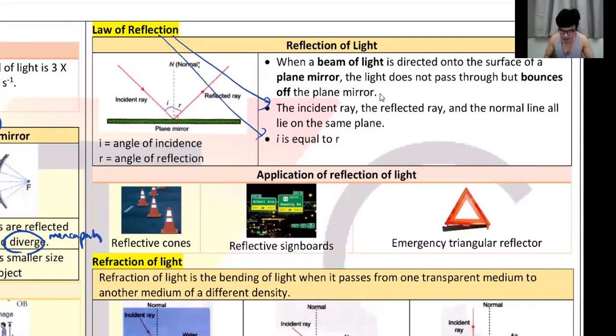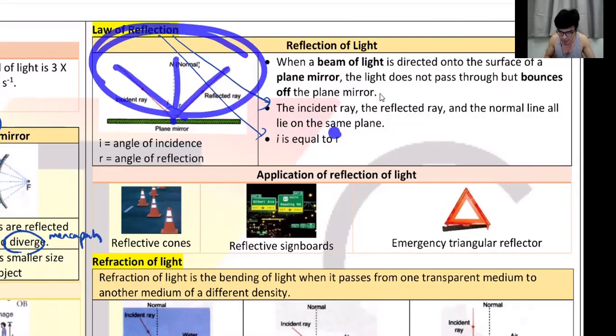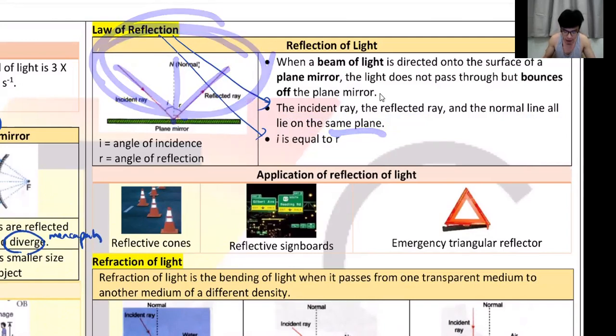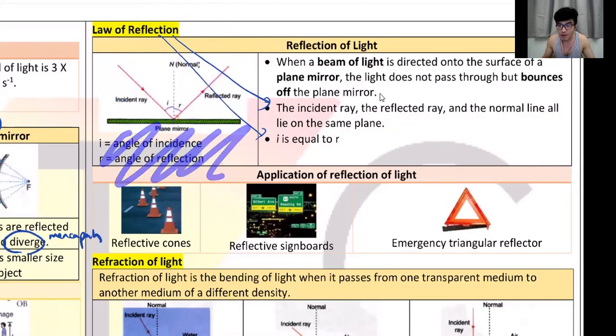All right, and then the second law: the incident ray, the reflected ray, and the normal line all lie on the same plane. Terletak pada satah yang sama. What does it mean? That means these three lines are on one side. Same plane means one side. That means down here don't have. Do you see a line here?